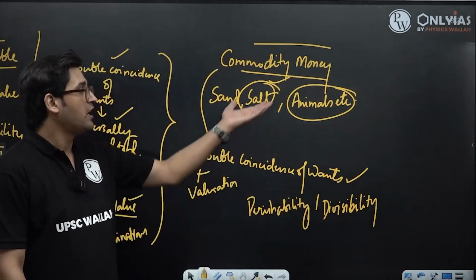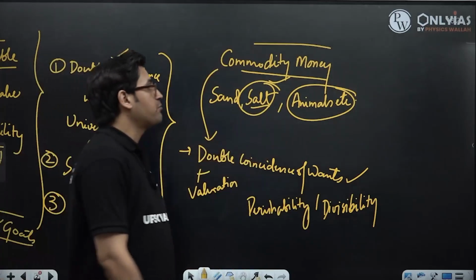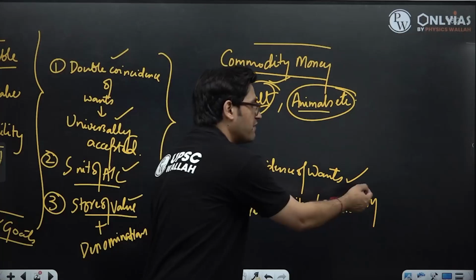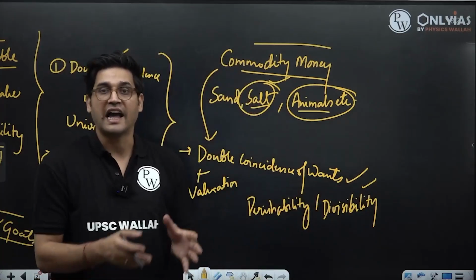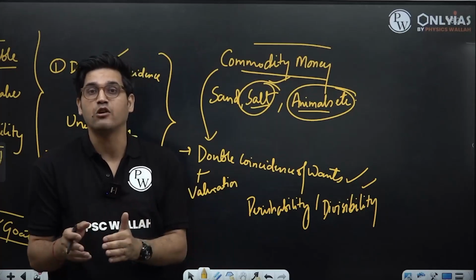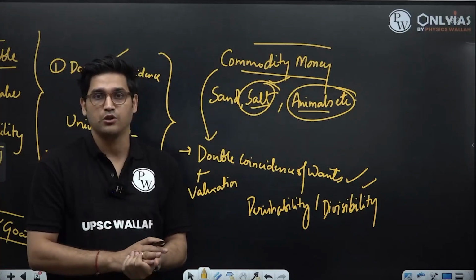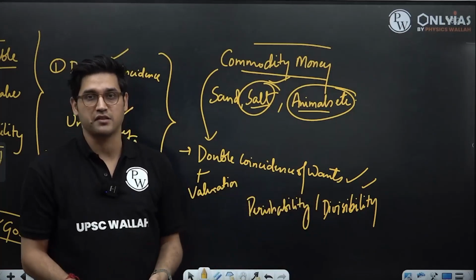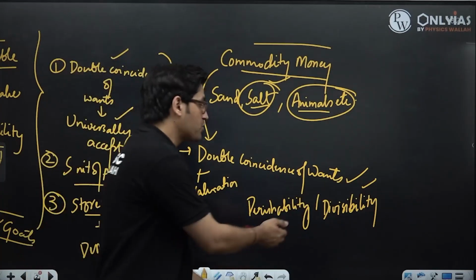For example, in societies which accepted animals as money, there will always be a problem of divisibility. Like I said, a live goat is very differently valuable than a goat which is dead. You cannot divide animals like that. So the problem of divisibility persisted. The other problem was that of perishability.